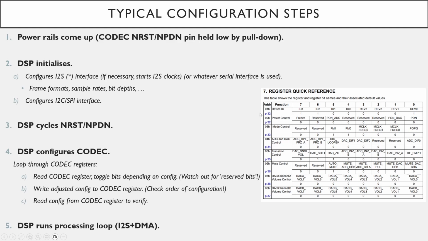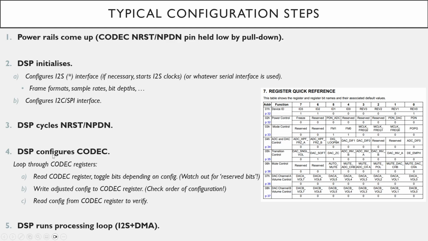Then your DSP or microcontroller, whatever processor you're using, initializes. We will configure the I2S interface in the DSP, or whatever interface you're using to transfer audio data, and if necessary, start the I2S clocks. Again, this depends on the codec you're using. For configuring I2S, that's to do with frame format, sampling rates, bit depths, how many channels you have. After that, we then configure the I2C or the SPI interface, whatever we're using to set up and configure the codec. Once all of this initial configuration is in place, the DSP, the processor, then cycles the reset or power down pins to make sure we can then talk via a serial interface, via I2C or SPI, to the codec. Then we can perform the actual configuration of the codec.